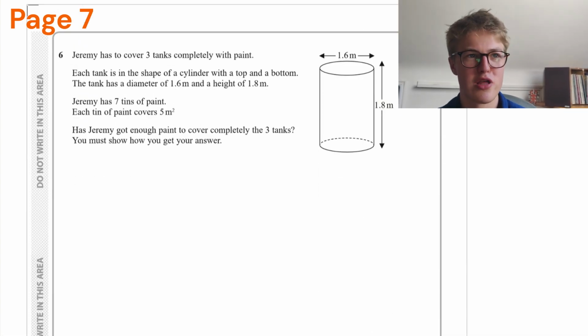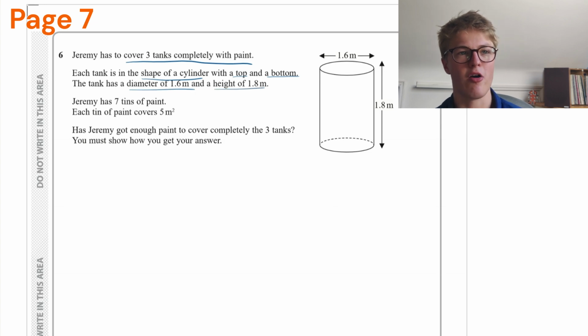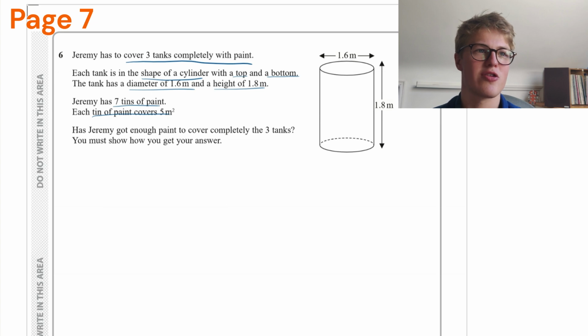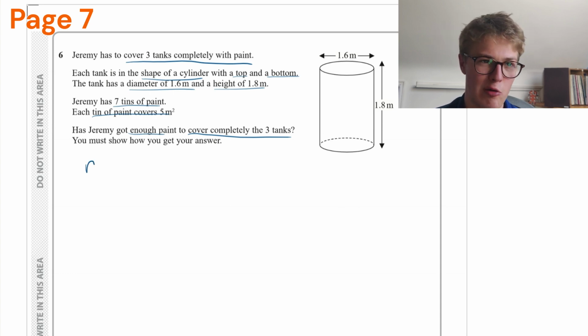Jeremy has to cover 3 tanks completely with paint. Each tank is in the shape of a cylinder with a top and a bottom. The tank has a diameter of 1.6 metres and a height of 1.8 metres. Jeremy has 7 tins of paint. Each tin of paint covers 5 metres squared. Has Jeremy got enough paint to cover completely the 3 tanks? You must show how you get your answer.